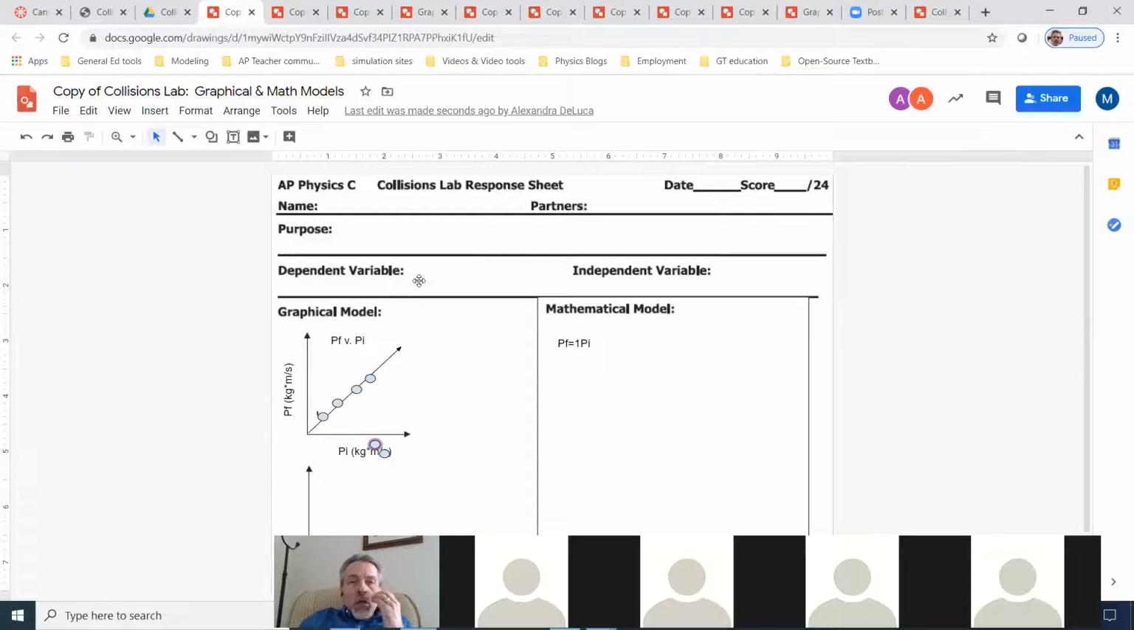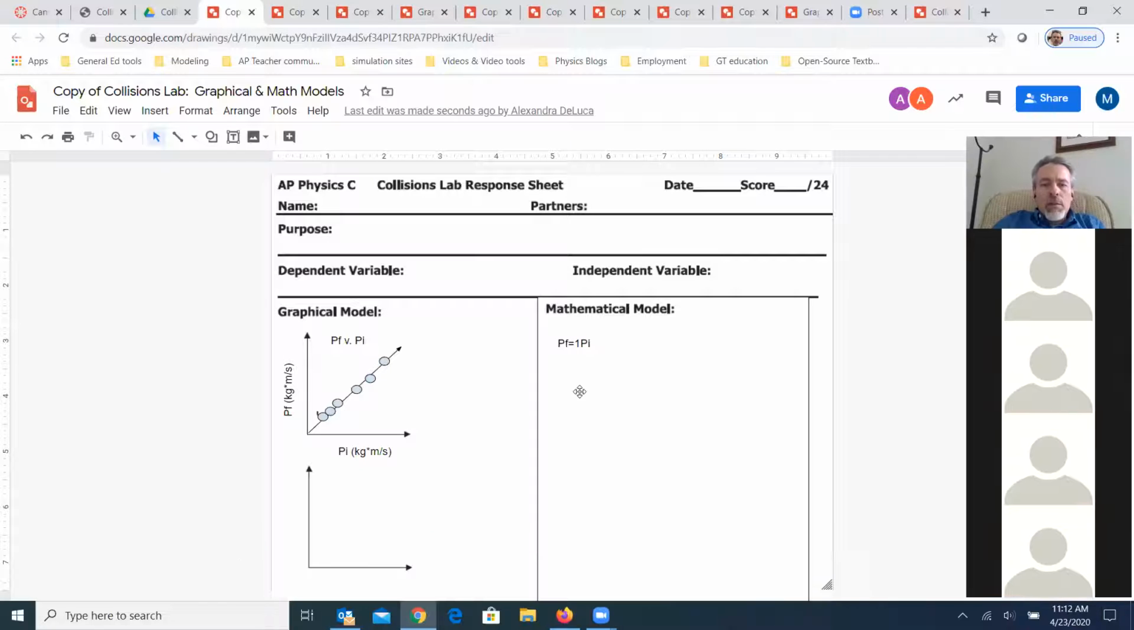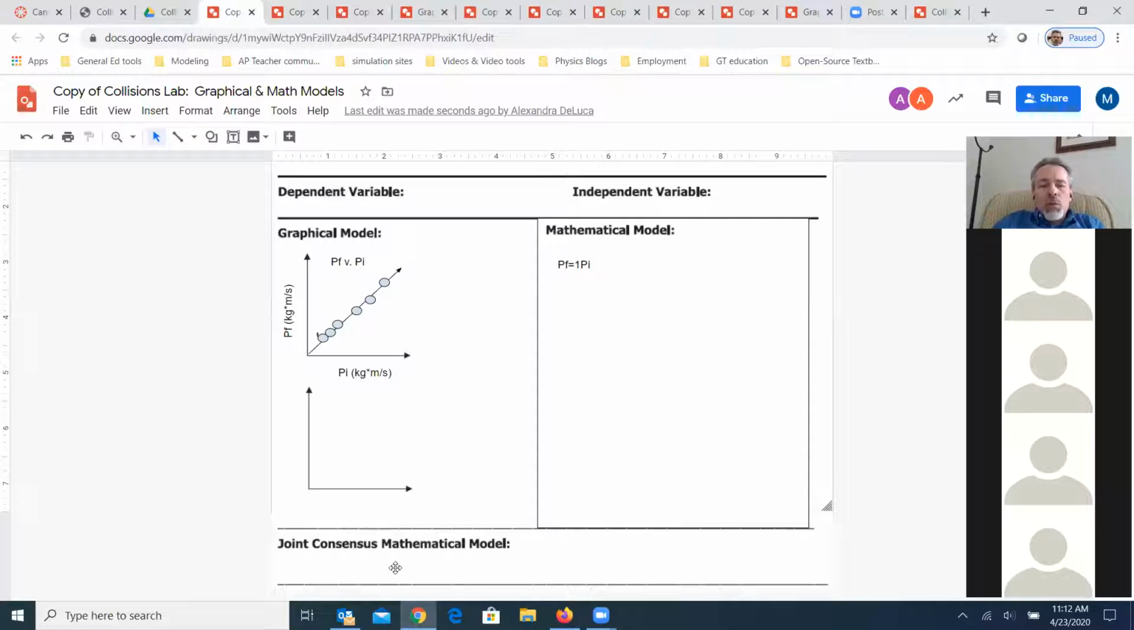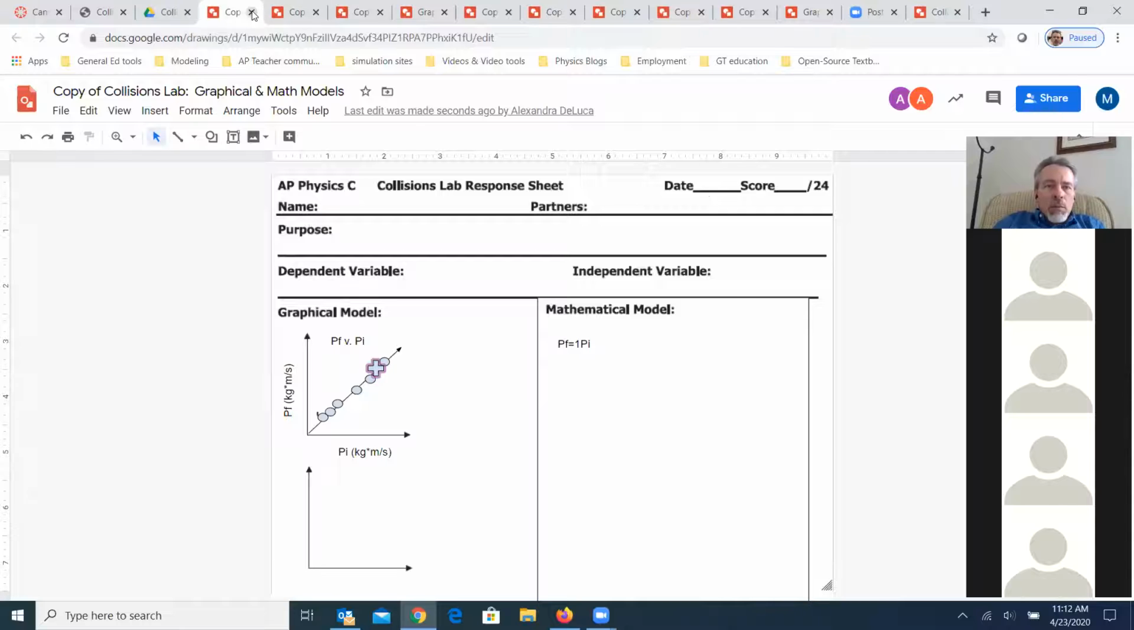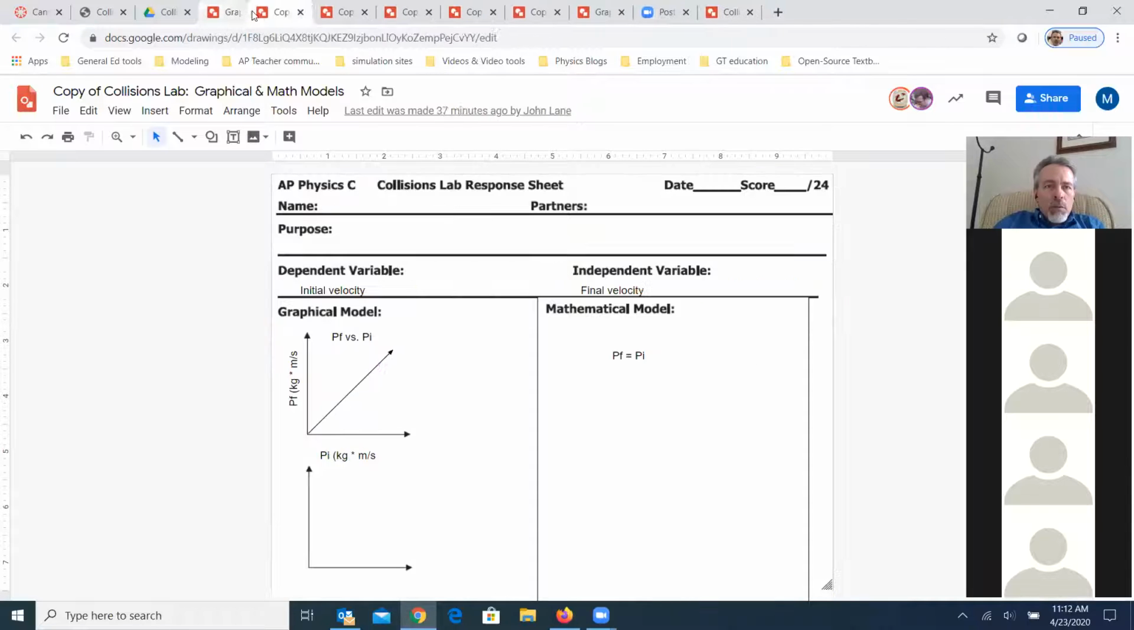All right. So let me click those off. It looks like we have consensus here then. The consensus is the mathematical relationship is the final momentum is equal to the initial momentum. I think we all kind of agreed on that. So down here where it says joint consensus model, that is the joint consensus model. Final momentum is equal to the initial momentum of the system.